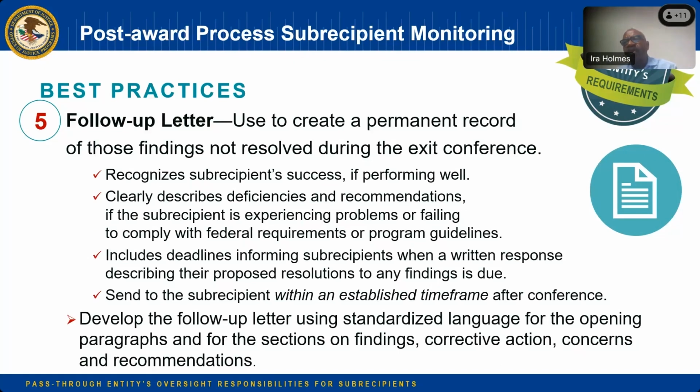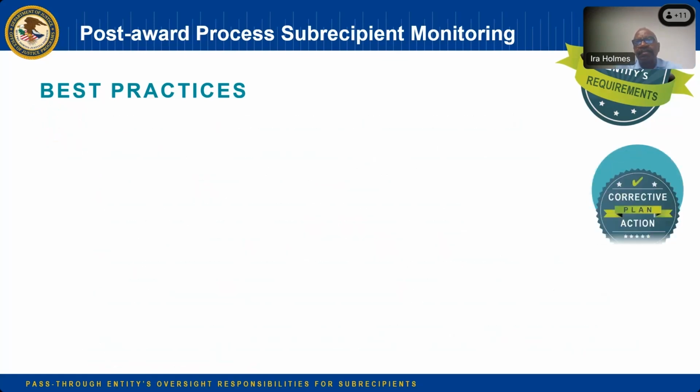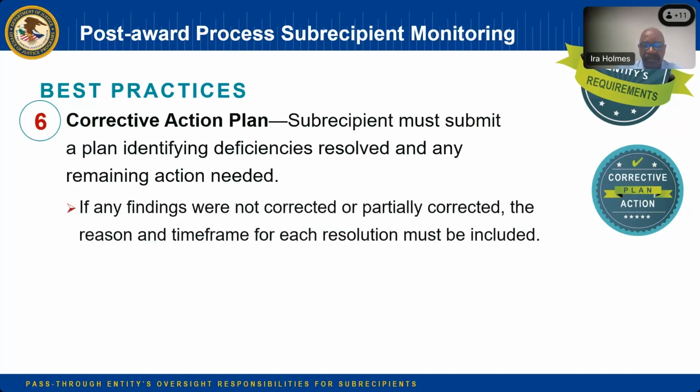And the main thing is, don't leave it open-ended. What needs to be followed up on, you have a date certain that these things are going to be followed up on. If it's necessary, the subrecipient must submit a corrective action plan identifying the deficiencies resolved while you were there and any action that needs to be done.